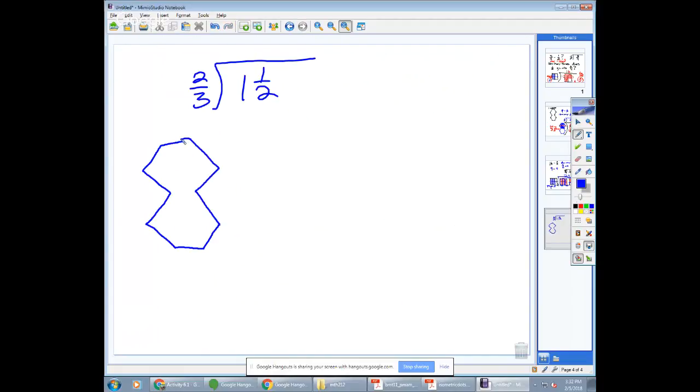Okay, so then thirds, let's see, that was the chevron type shape. Okay, so there's my chevrons, and I want 2 of them. Okay, so there's my 2/3. And that needs to try and go into... oh, 1.5.